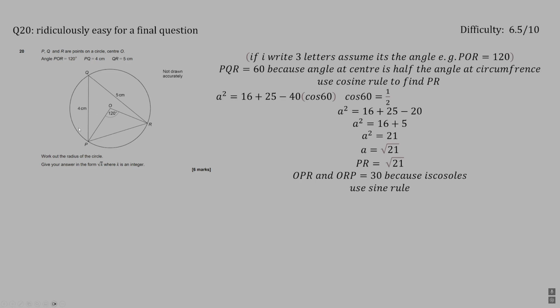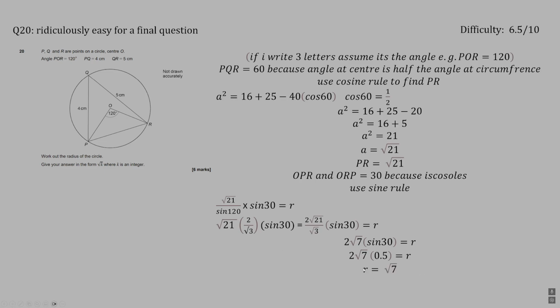And we can now use sine rule because of this, because we found this side. So root 21 over sine 120 times sine 30 will give us any of the radii, it doesn't matter. We know that sine 120 is root 3 over 2, so if we flip this to get 2 over root 3, we get 2 root 21 over root 3, and sine 30 is a half. So if we divide through here, sine 30 equals a half, we get this, r equals root 7, and we know that k equals 7.